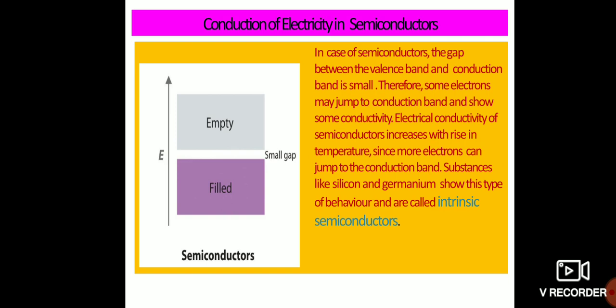As we increase the temperature, more electrons can jump from the valence to the conduction band due to the increase in kinetic energy, and hence there will be more conductivity. However, at absolute zero temperature, the electrons will remain in the valence band, and hence semiconductors behave as insulators.